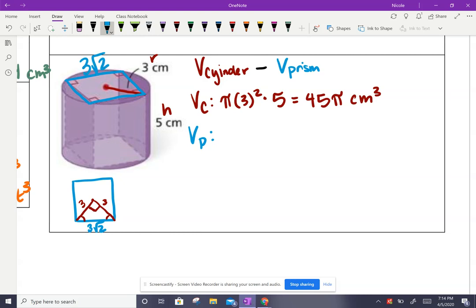So for the area of our base, we take 3 root 2 times 3 root 2. That's the area of our base. And then we're going to multiply that by the height of our prism, which is the same as the height of our cylinder, which was 5. Now 3 root 2 times 3 root 2 is going to give us 18, times 5, which is 90.